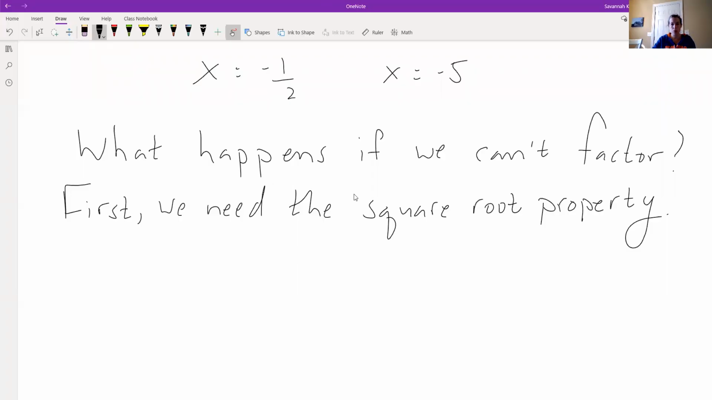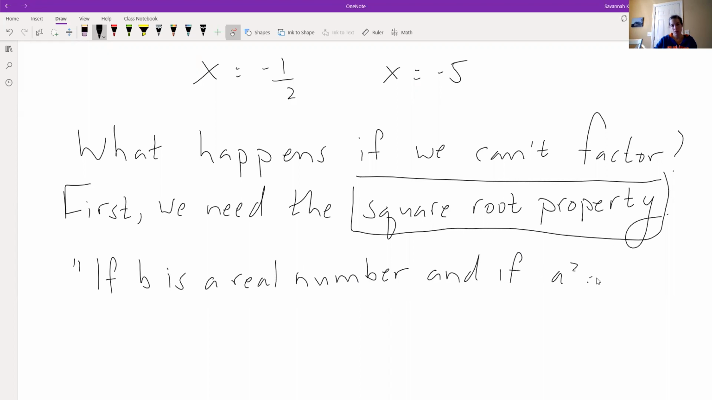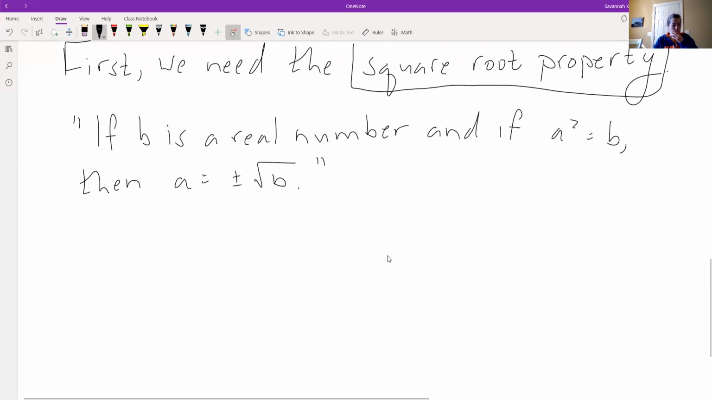All right, so the square root property. Here's what we're looking at. All right, that's the square root property in all its glory. It's very short, very brief. I feel like it requires a little bit of explanation. It is short and it is brief.